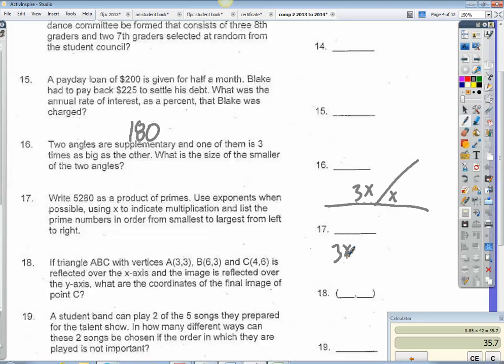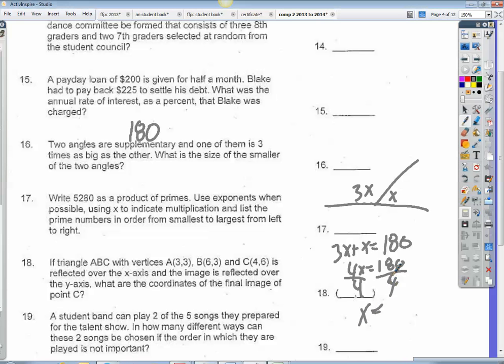So 3x plus x is equal to 180. 3x plus x is 4x. 180 divided by 4. x equals 45, right? 45 degrees, and there you go. Incidentally, the other angle would be 3 times 45, and you have it.